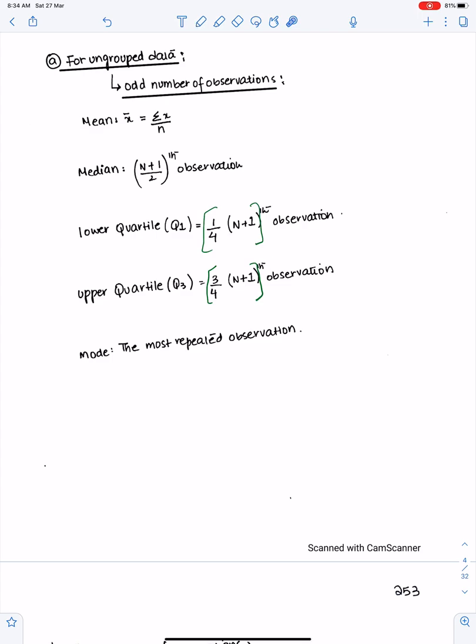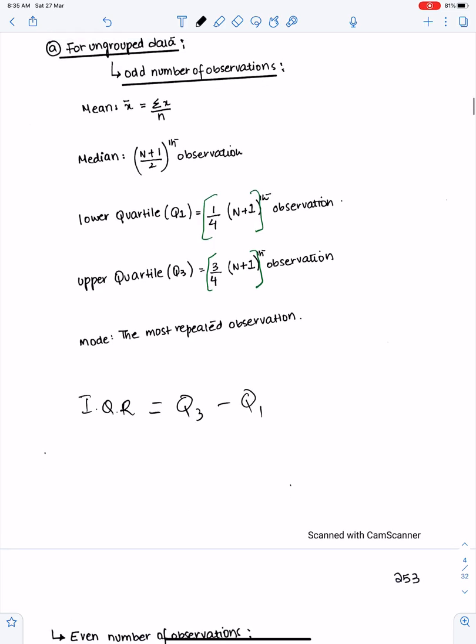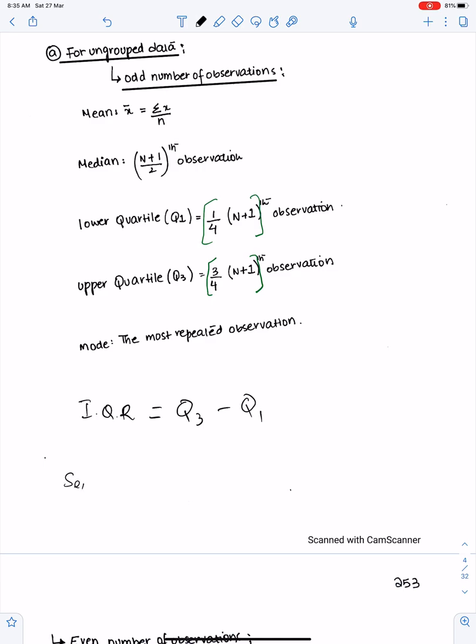You all know how to find mode. It is the most repeated observation. And you all know how to find IQR. It is Q3 minus Q1. So let me write the formula of IQR here. It is Q3 minus Q1. And semi-interquartile range, the formula is Q3 minus Q1 upon 2.